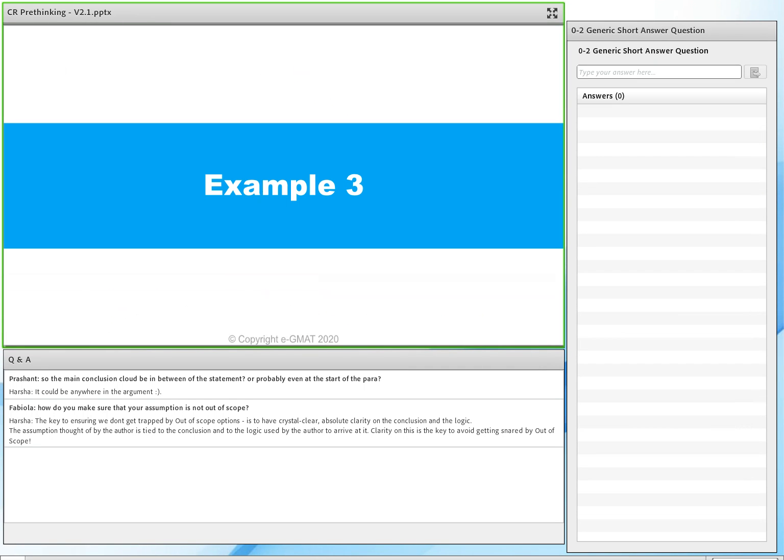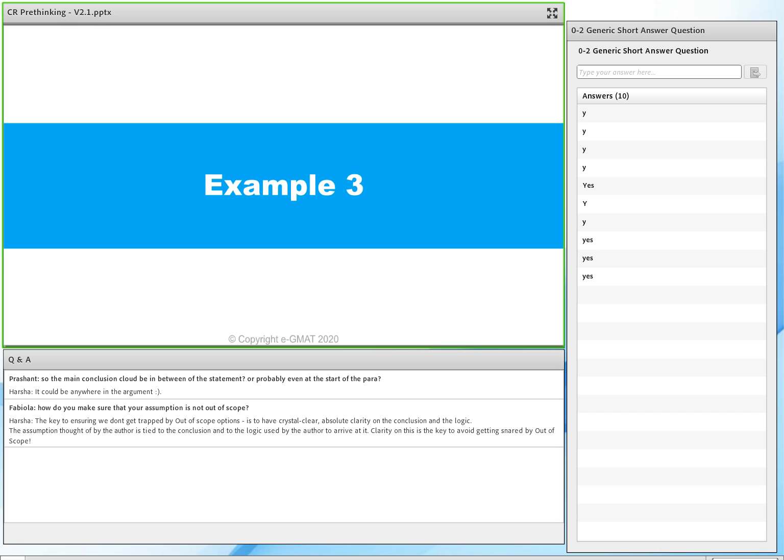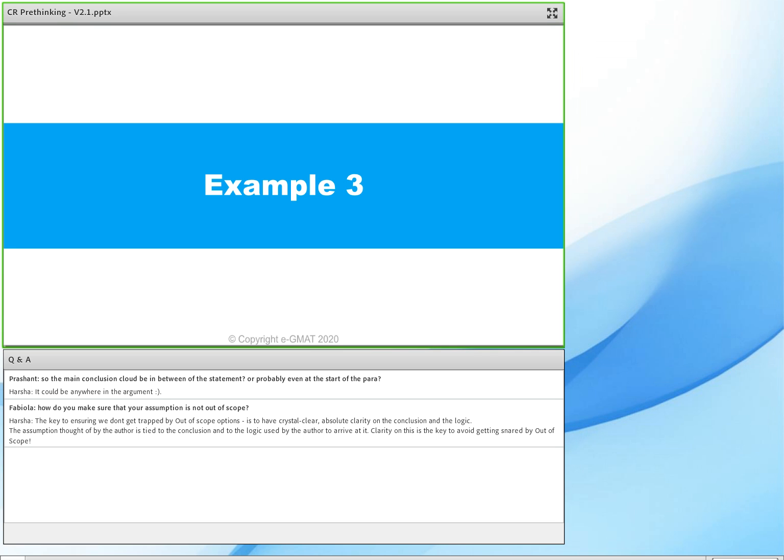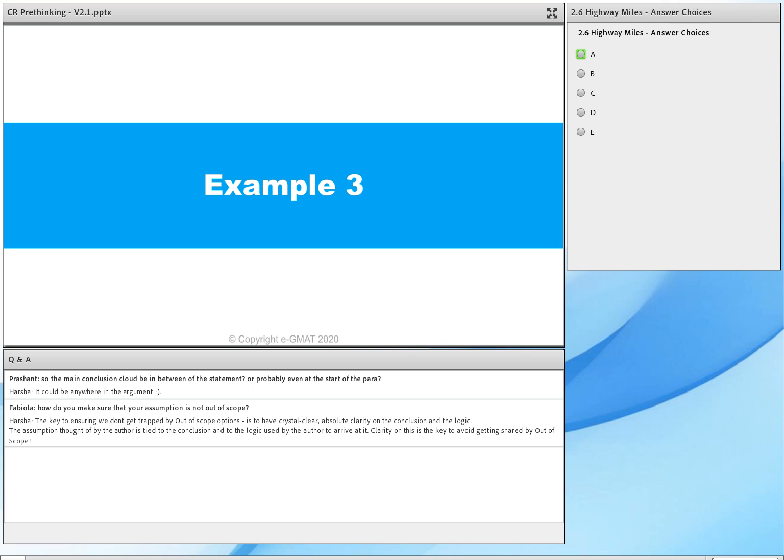All right. With that, are you guys ready to solve the next question? Now, this is a question in which, if you don't do pre-thinking, you're going to find that the answer choices mess you up. It's a very simple argument, but the answer choices will mess you up. So please do pre-thinking. If you do pre-thinking, you're going to find that it's very easy to get to the correct answer. So here's the poll for your answer choices. I'm going to give you 3 minutes to solve this question. Good luck, guys.